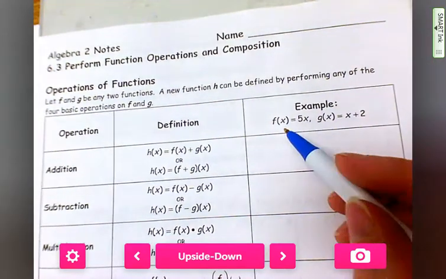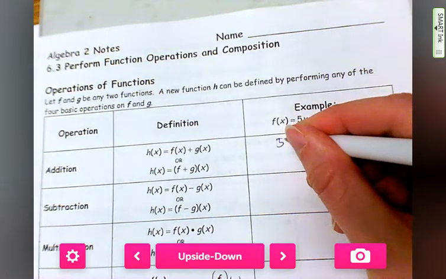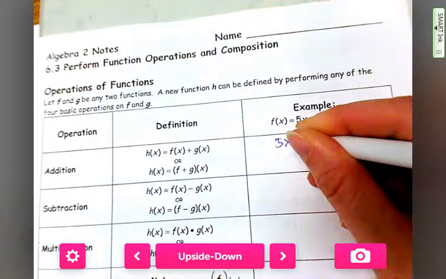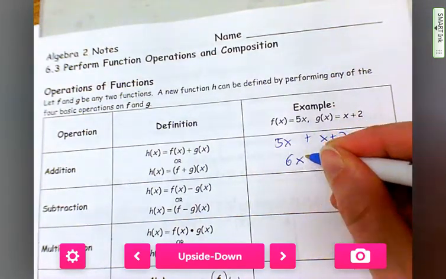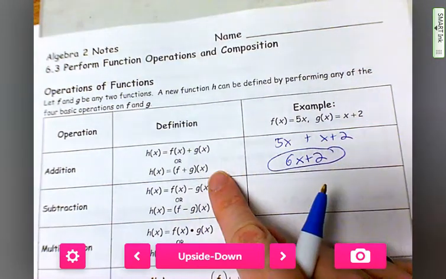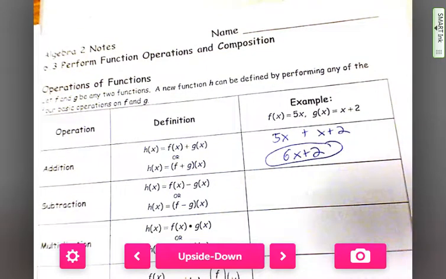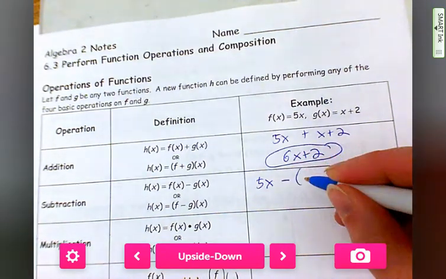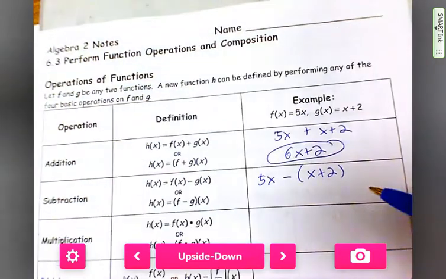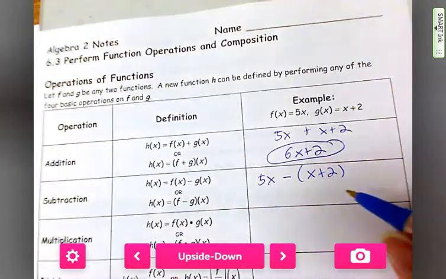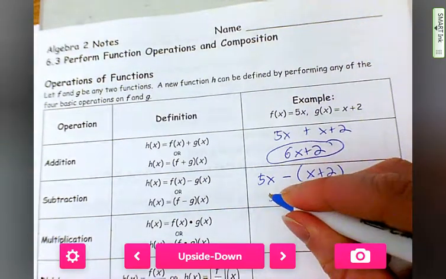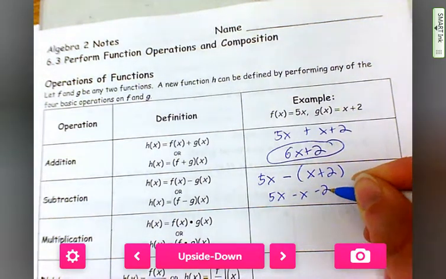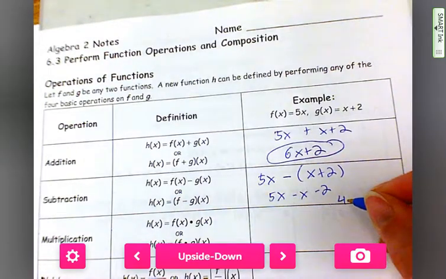So if we're looking at this, for example, we would say 5x plus x plus 2, which simplifies as 6x plus 2. Okay, so it's just giving you an example of what addition is going to end up looking like. Subtraction, so we're looking at f of x minus g of x. So that's important that we have f of x minus, and I'm going to put in parentheses x plus 2, because we have to distribute that negative into the parentheses. So we've got 5x minus x minus 2. So that gives me 4x minus 2 as my answer.